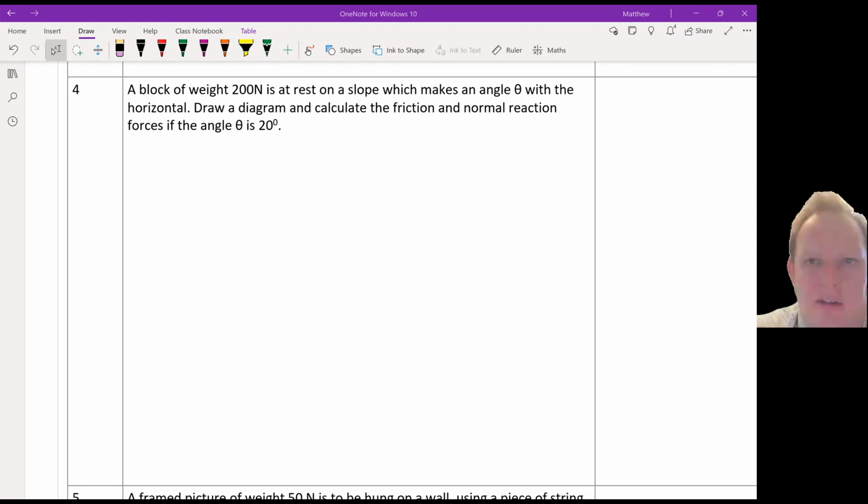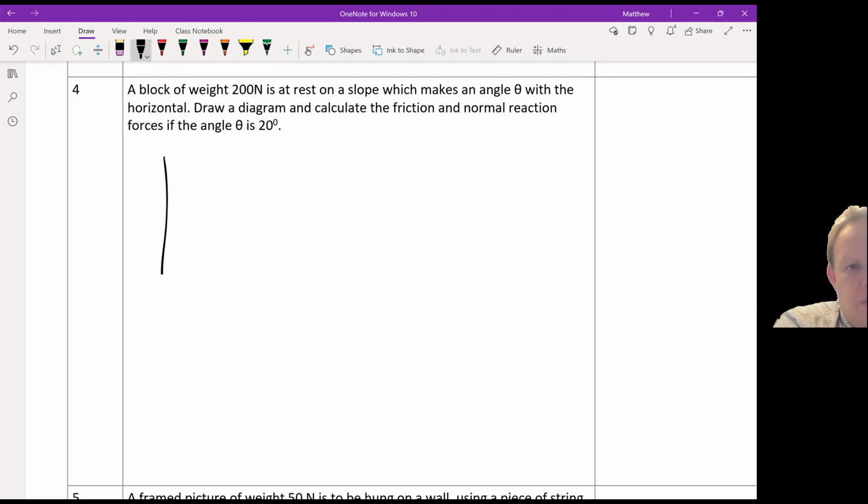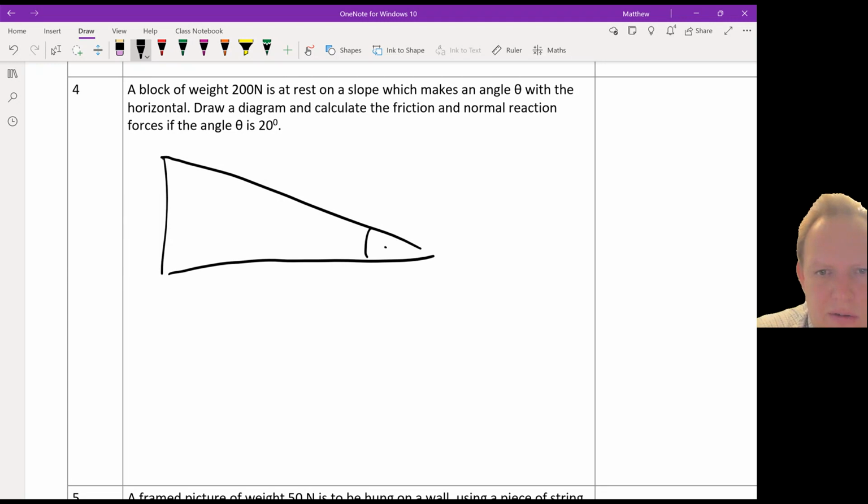A block of weight 200 newtons is at rest on a slope which makes an angle theta with the horizontal. Draw a diagram and calculate the friction and normal reaction forces if the angle theta is 20 degrees. So we want a slope of approximately 20 degrees with a block sitting on it of weight 200 newtons.